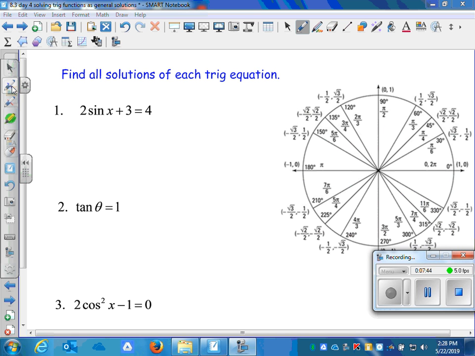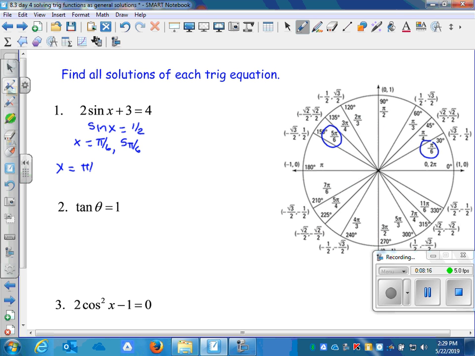Alright, so we're going to go ahead and do some practice problems. So 2 sine of x plus 3 equals 4. I'm going to go ahead and solve for sine of x by subtracting 3 and dividing by 2. I'll get sine of x equals 1/2. If you go to your unit circle, those two values are pi over 6 and 5 pi over 6. And when I check those over in the circle here, pi over 6 and 5 pi over 6, I do find they're unique solutions. So I'm going to write two generic equations, pi over 6 plus 2 pi k, and 5 pi over 6 plus 2 pi k.